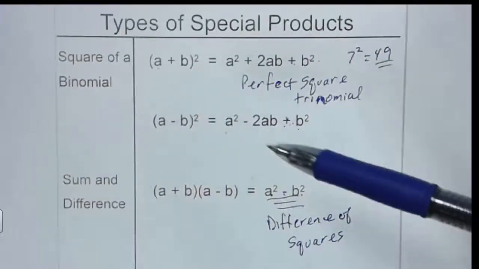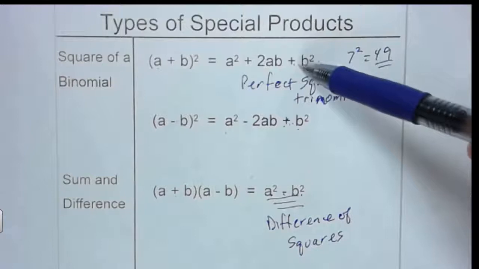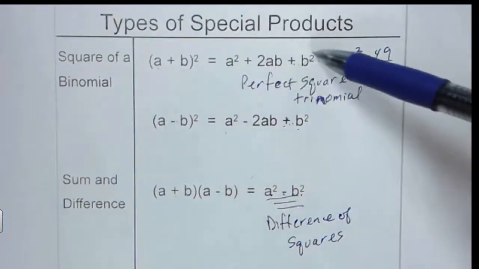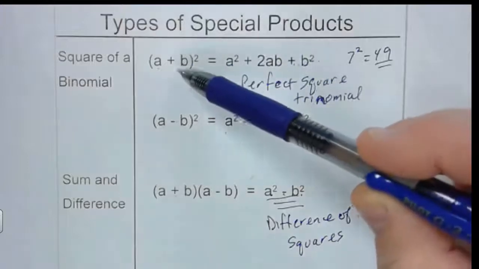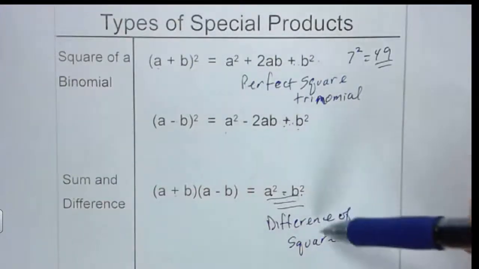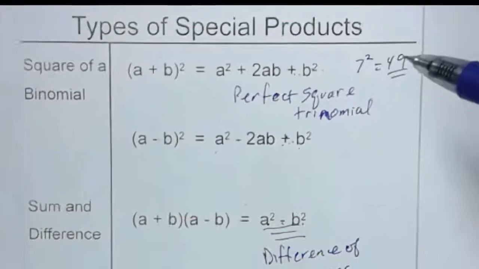Now these special cases serve one main purpose, and that is to multiply them out quickly, but when we get to factoring and solving quadratics, they also serve the purpose of taking this and factoring it back into this instantly, and that is if you recognize these. The sum and difference, which creates a difference of squares, is much easier to recognize than a perfect square trinomial.